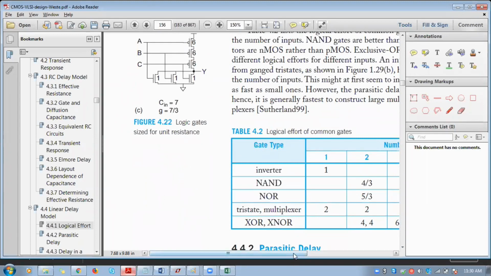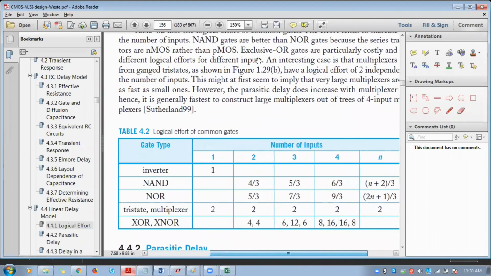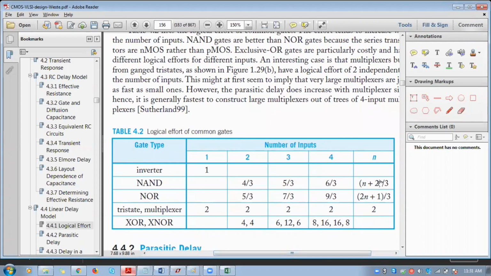For the inverter, you will be having only one input, so 3 by 3, the formula gives 1. For the NAND gate, it is 4 by 3, 5 by 3, 6 by 3. As we have specified, the general expression is (n + 2) divided by 3. These types of expressions they have asked in several 2-mark questions. So if you know the general expression, you can come up with these values very easily.